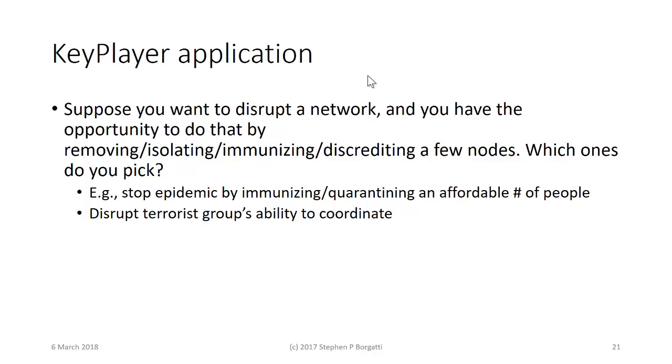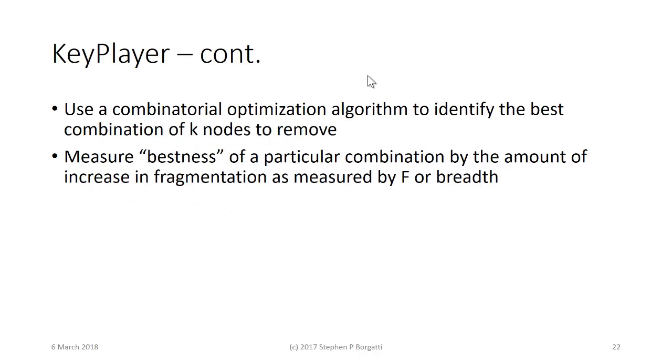So the idea is, suppose you wanted to disrupt the network, and the tools that you have control over: you could remove somebody, you could isolate them, you could discredit them, you could immunize them if it's a disease network, whatever it is. And then the question is, which ones do you do it to? If we could immunize the entire population, of course we would, but we can't. So who is a priority? The key player algorithm tries to figure out what's the right combination of k nodes, where k is the most that you can afford to remove, that would maximally fragment the network.